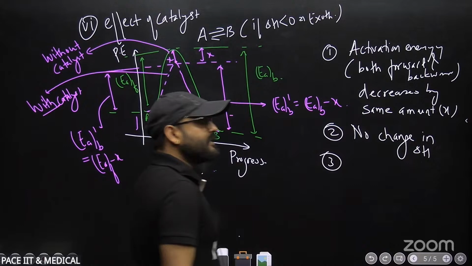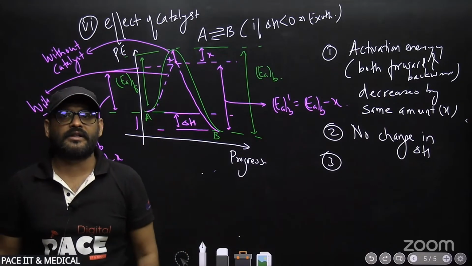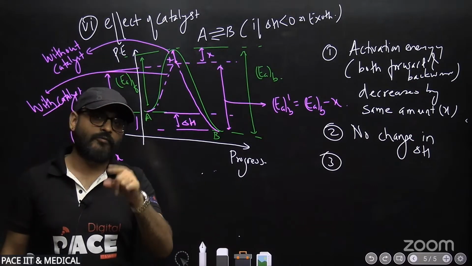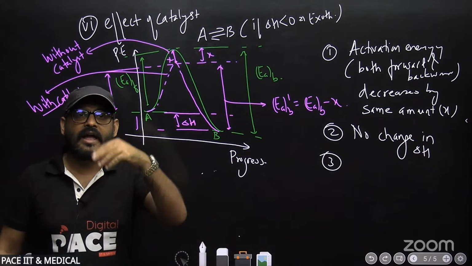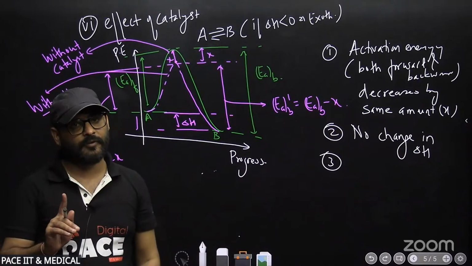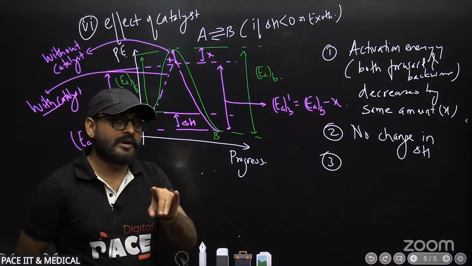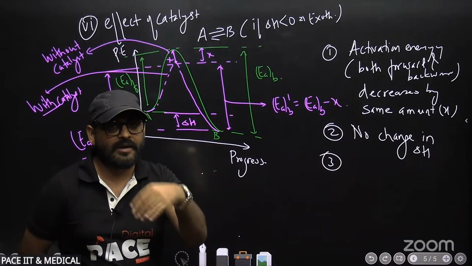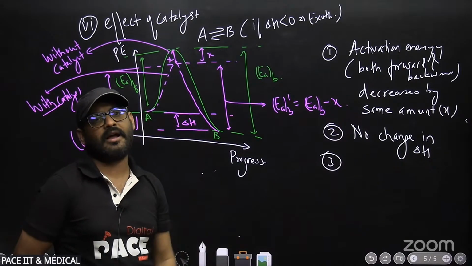Now, as we know the cutoff is decreased, so more molecules will convert into product. That means the rate constant will increase, but the rate constant of the forward reaction and the rate constant of the backward reaction will increase by the same extent, because the activation energy of forward and backward reactions are decreased by the same extent. Listen carefully: the rate constant will increase because activation energy is decreasing, but both will increase by the same extent, because the respective activation energies decrease by the same extent.